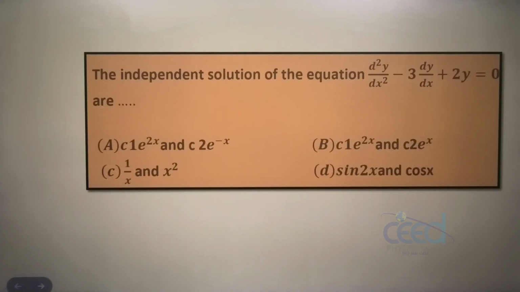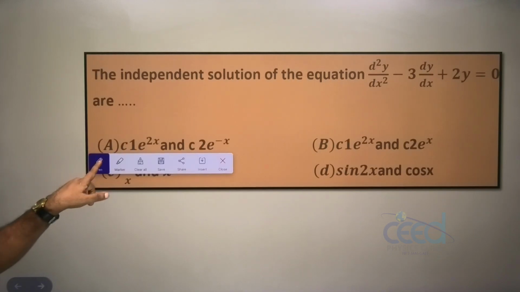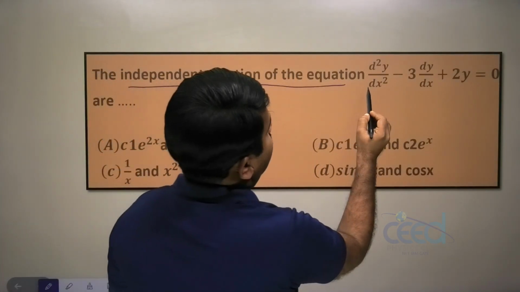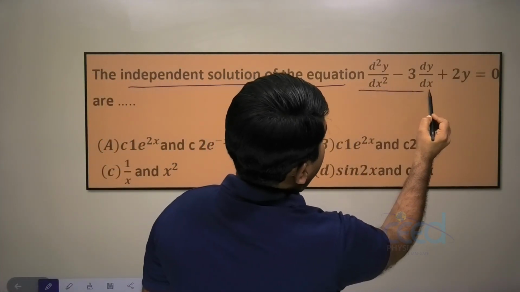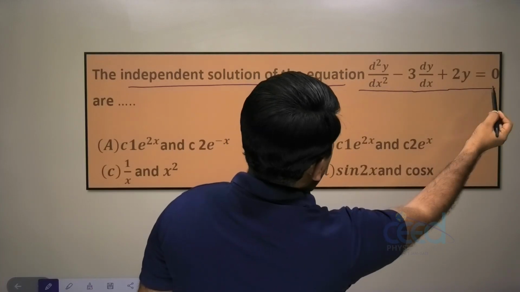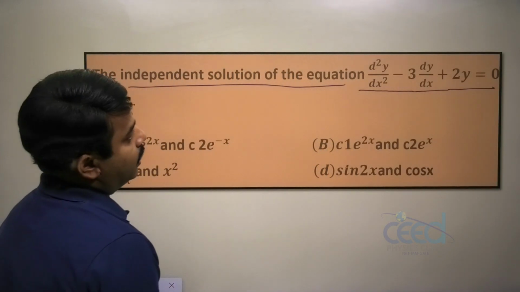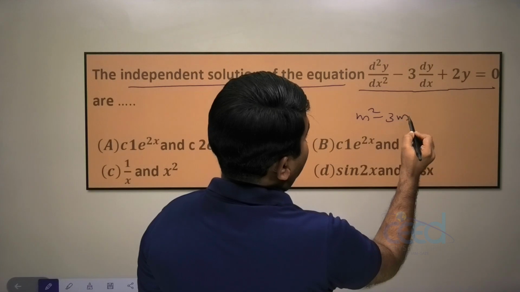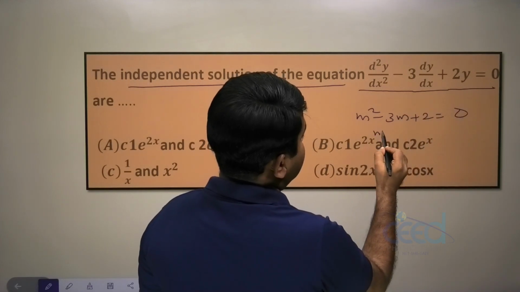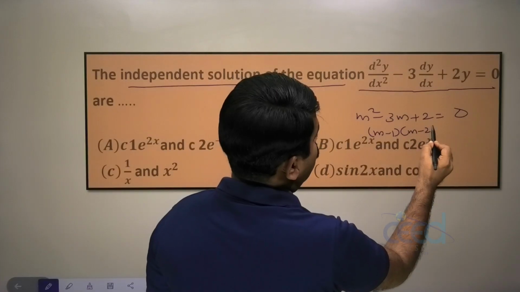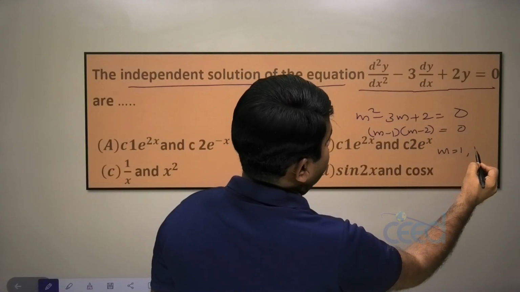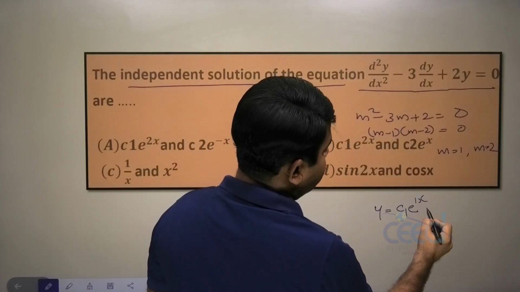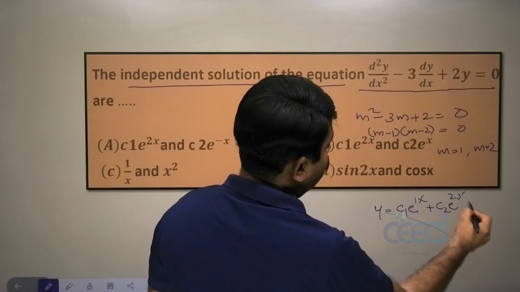Now see, one question is given like this. The independent solution of the equation d square y by dx square minus 3 dy by dx plus 2y equal to 0 are, right? So I can simply write m square minus 3m plus 2 equal to 0. This is m minus 1 into m minus 2 equal to 0. Then m is equal to 1, m is equal to 2. Then y is equal to c1 e raised to 1x plus c2 e raised to 2x.